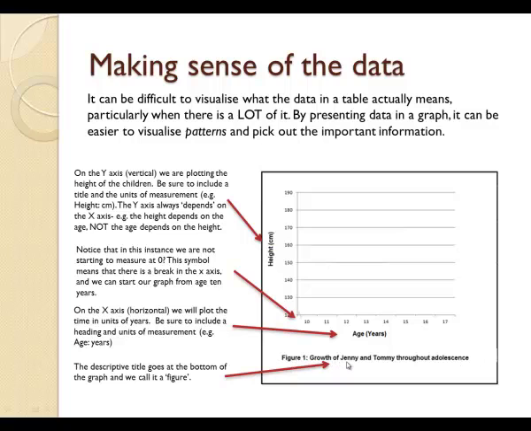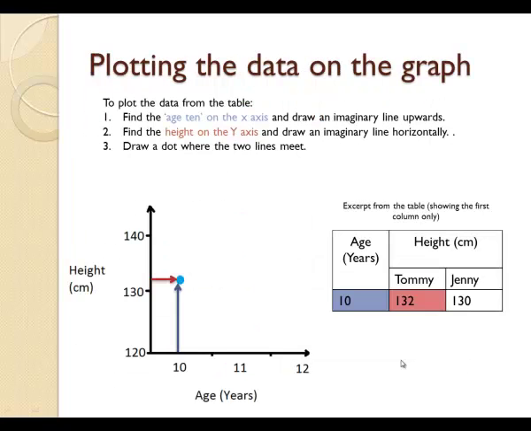The final thing that I'd like you to note is the heading. It's always important to have a heading for both your tables and graphs. With a graph, the heading goes at the bottom rather than the top, and we call it a figure. If we have more than one graph or picture in our document, we label them as such: figure 1, figure 2, figure 3, and so on. Again, you'll notice that it is a descriptive title. It does not simply say experiment 1. So if a stranger was to come and look at this graph, they would know that it was showing the growth of Jenny and Tommy throughout adolescence.